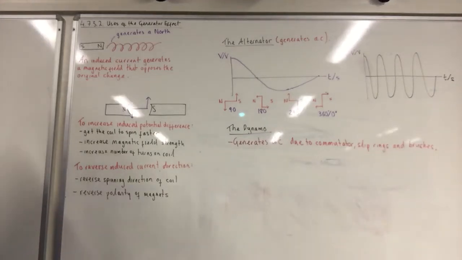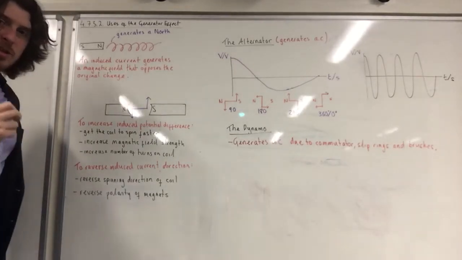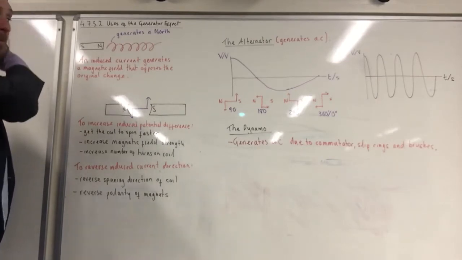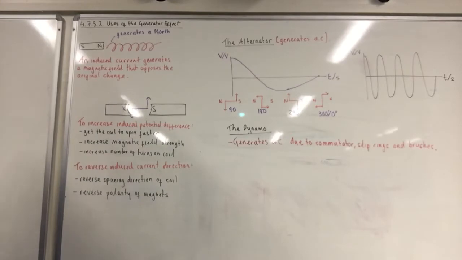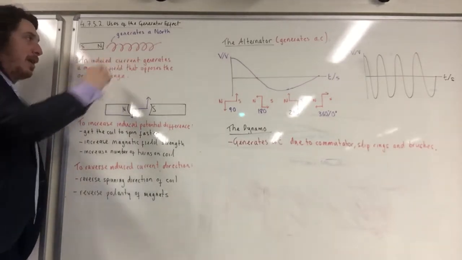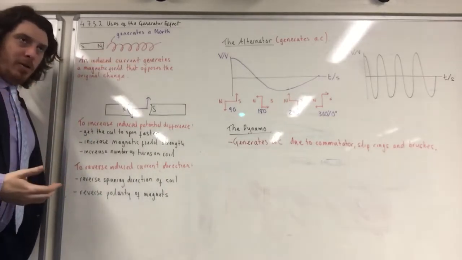Hello, so what we now need to look at are the uses of the generator effect. Right, now you can't use the generator effect to cheat the laws of conservation of energy. So let's give an example. Last time round we talked about how moving a magnet into a solenoid would make a current.